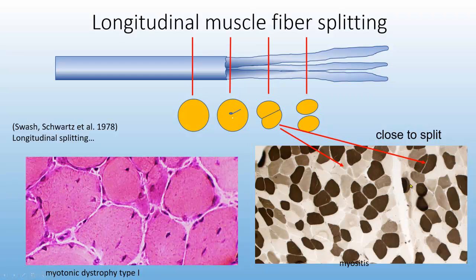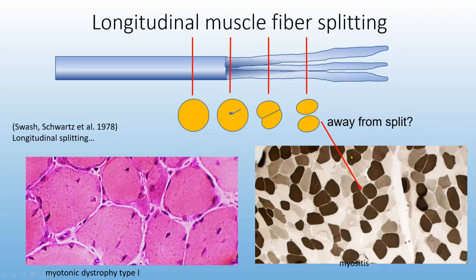This is ATPase staining, so all of these are type 1 muscle fibers, and here we have type 2 muscle fibers, and there is a split here. The whole principle is that both branches here must be either type 1 or type 2. It cannot be that here is only one of the types, and here is only the other.